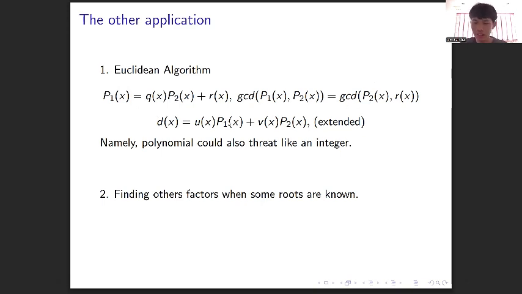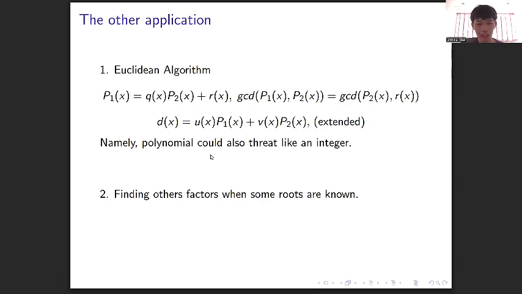And below this one is something called the extended Euclidean algorithm. This can be obtained during the long division, and you list out all the equations and do the back substitution. Yeah. So namely, we can treat polynomials like integers.